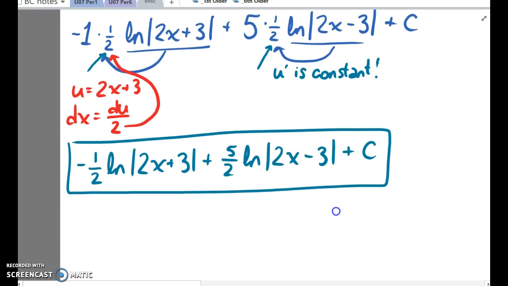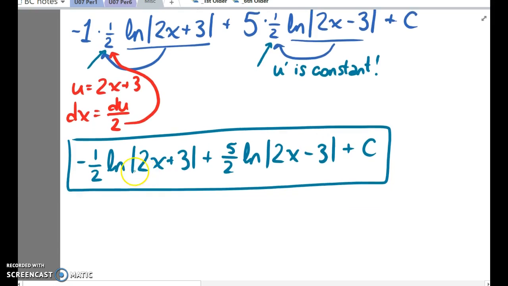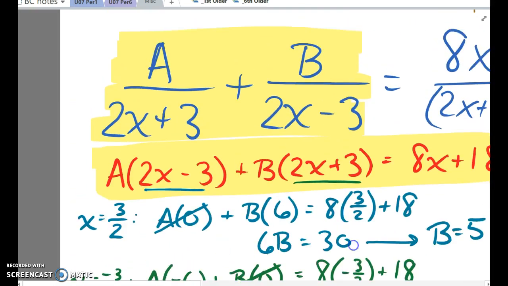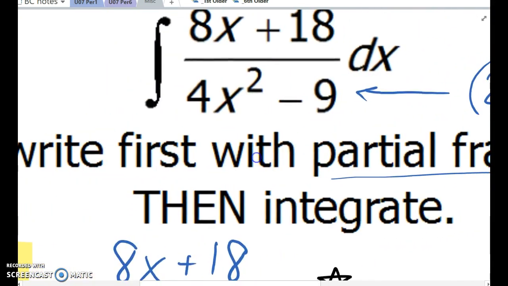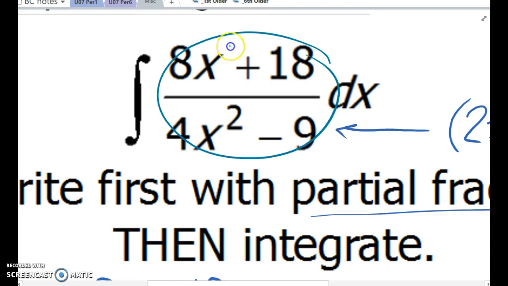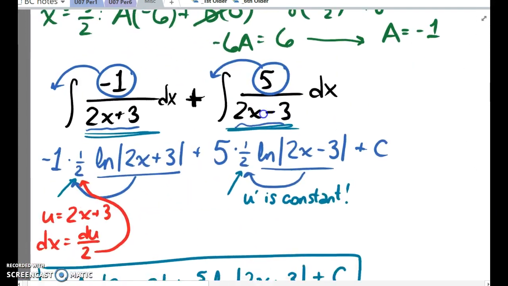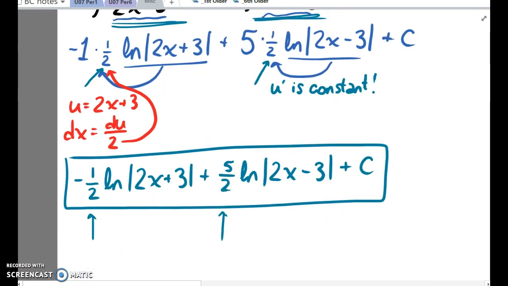If you were to check this by taking derivatives, then first off, some of your u primes would cancel with those 1/2s that we put out front. And you would end up with these two separate rational expressions, and then some more algebra would get you back to the original rational expression, which we have right there. So we're just doing that whole process backwards. Some algebra and then a little bit of calculus.